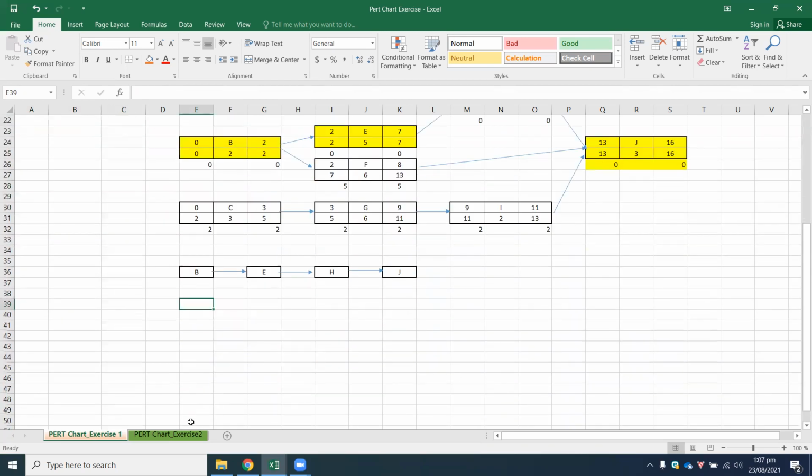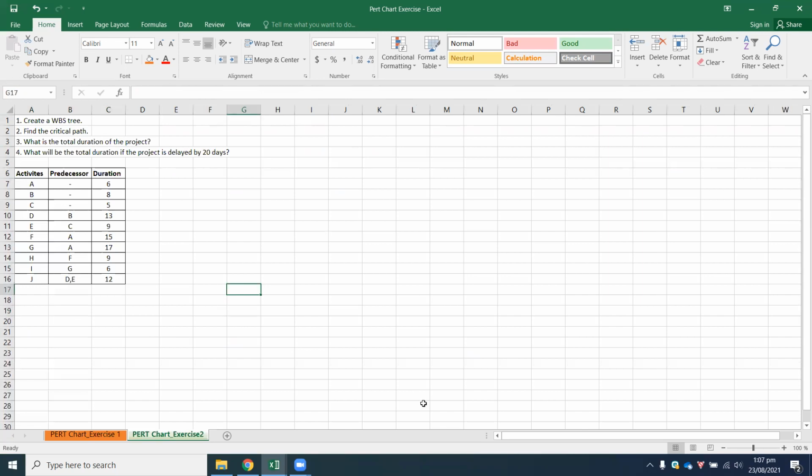All good, everyone? Now, for PERT chart exercise 2, is there anyone who would like to give it a try? Anyone who'd like to give it a try? Let's divide the task. We have a total of 4 questions. I think the easiest of them are question number 4 and question number 1. The difficult one is question number 2. Question number 3 is also very easy. First of all, who would like to create a WBS tree?